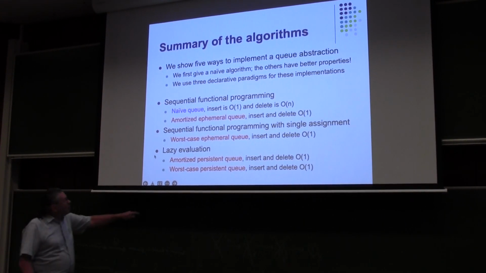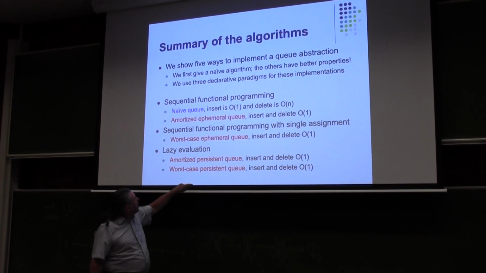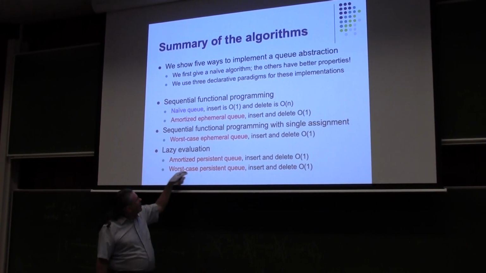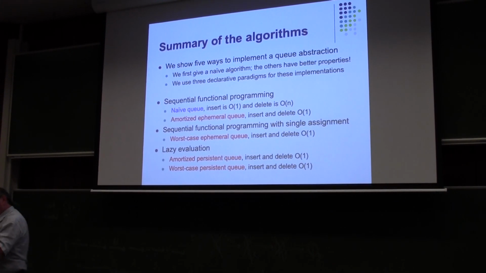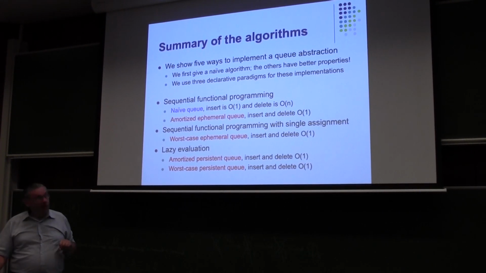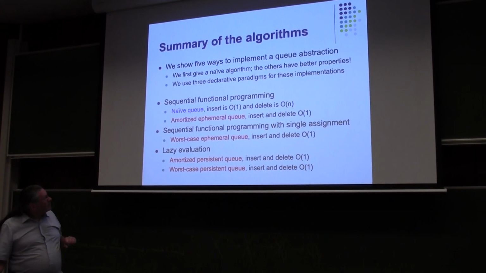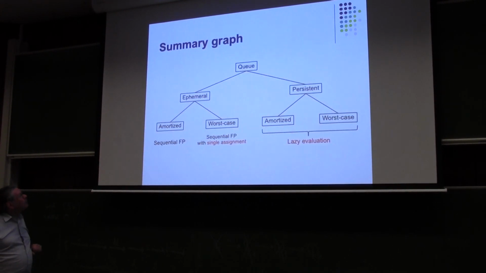And I'm going to show you an amortized constant time persistent queue, and then a worst case one. This one, you have to be very careful in how you organize the lazy stuff. So laziness will give you persistence, which is very nice, actually.